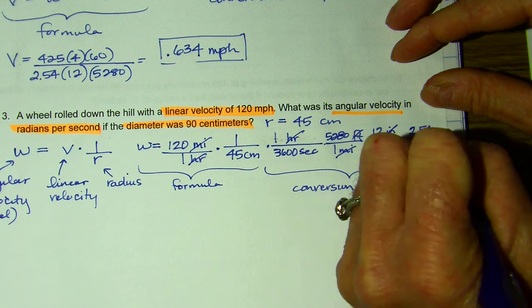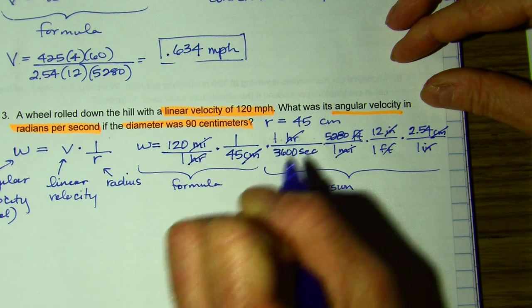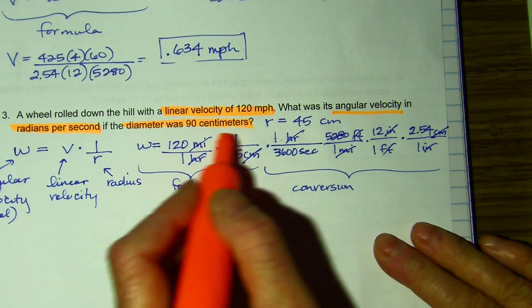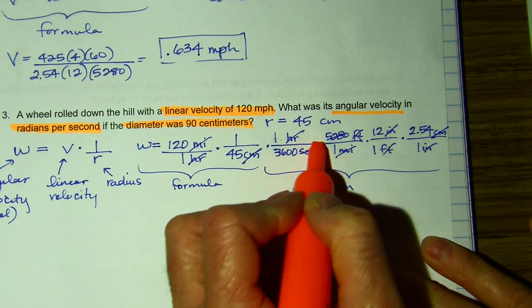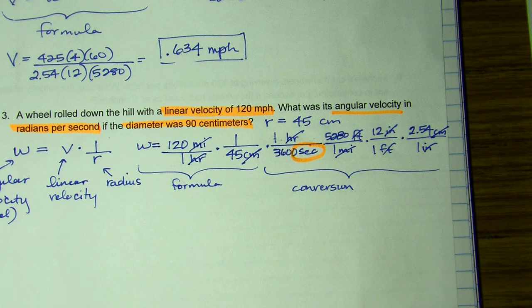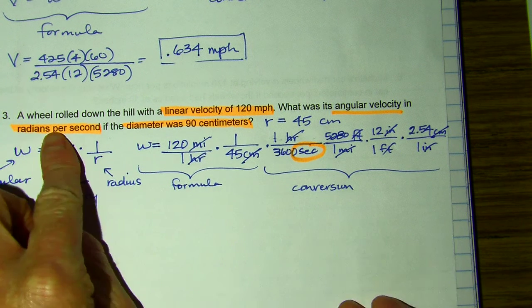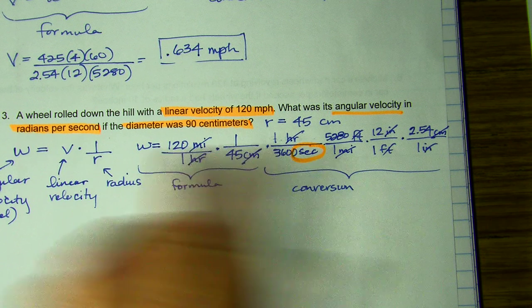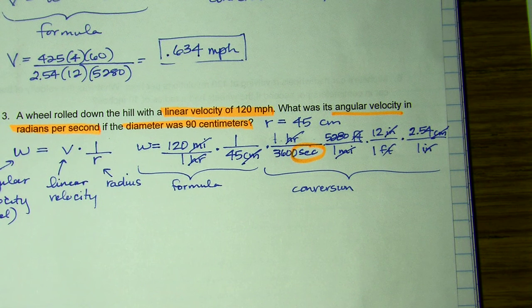So I'm going to talk about what I did here. The only thing I'm left with, notice there's nothing in the top. In the bottom, all I have is seconds. And so I now know I'm in radians because I converted my centimeters and inches. I got rid of all of it but time. Radians, there should be nothing left.